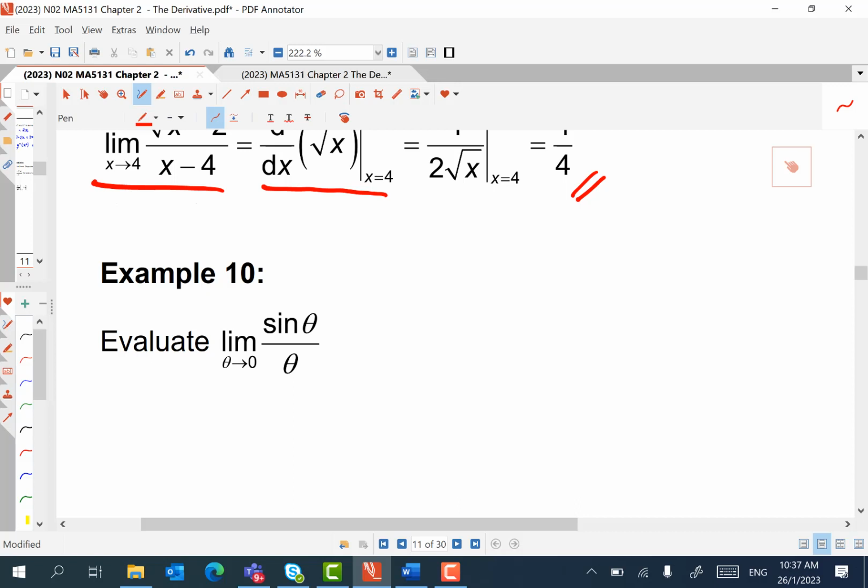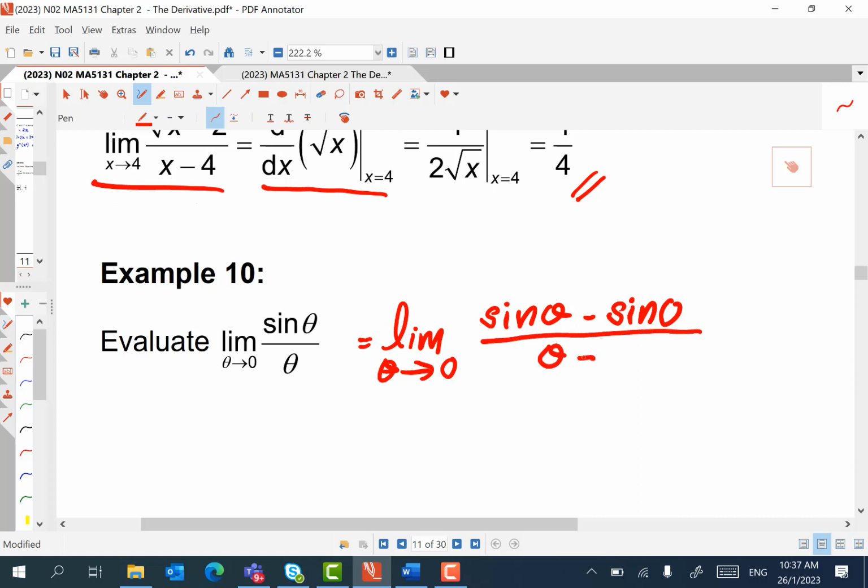To do this one, you want to see this as like that. As theta goes towards 0, sine theta minus sine 0 over theta minus 0. Because you are able to write it in this manner, you begin to realize that this is simply the differentiation of sine theta evaluated at theta equals 0.